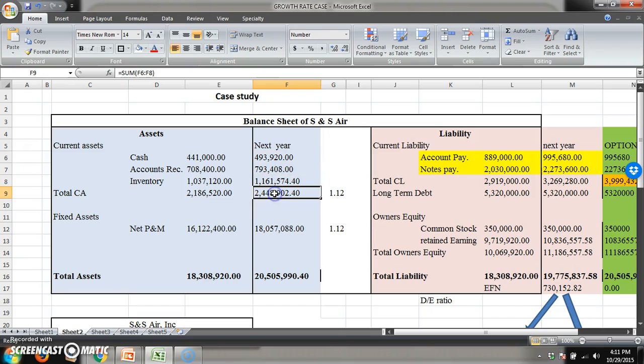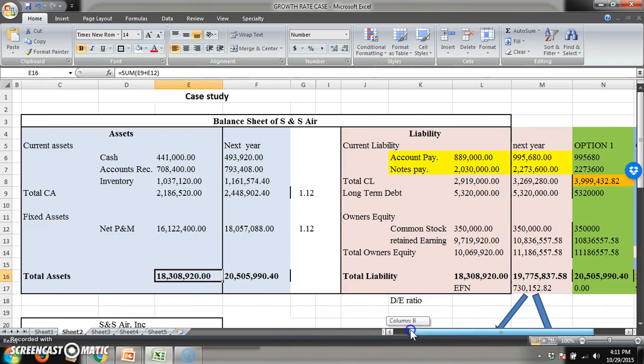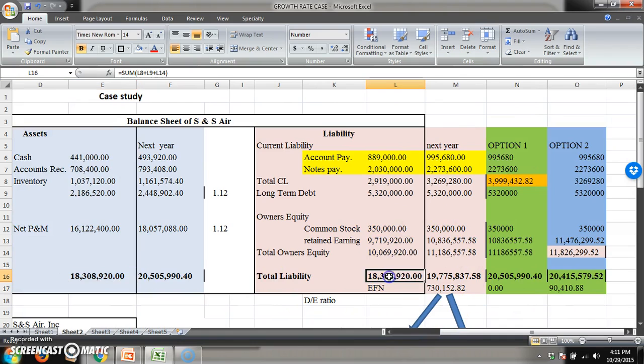So we get a total current assets of this much, and the fixed assets also have to increase to support the growth, and this comes out to be 18 million approximately. So the total assets that we have are 20 million approximately, much more than the 18 million last year. Now let us see the liability side. Last year it was 18 million.